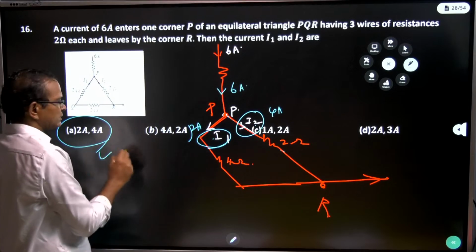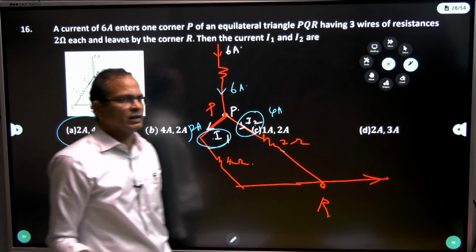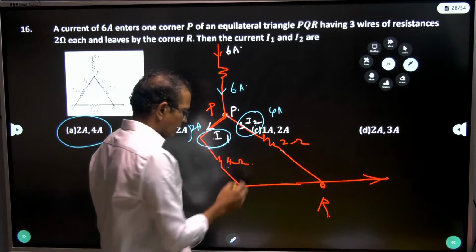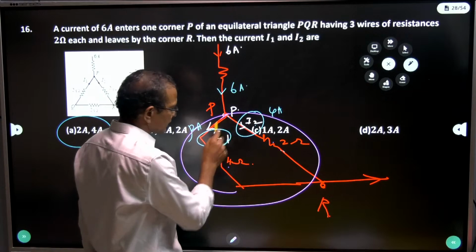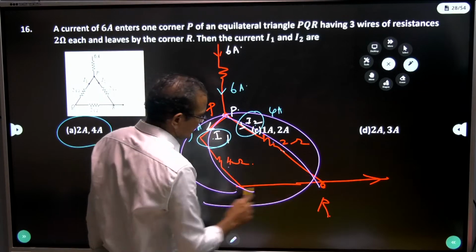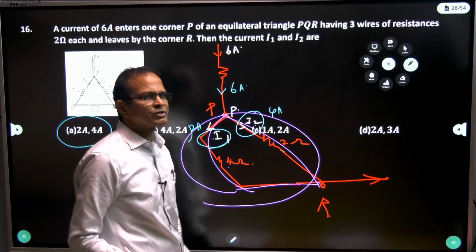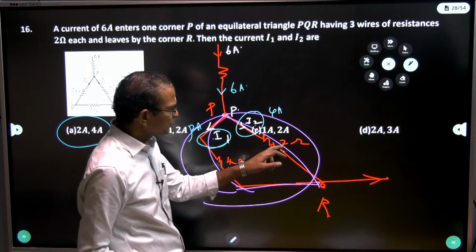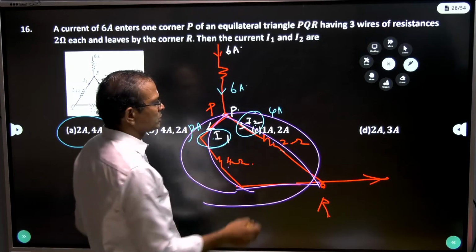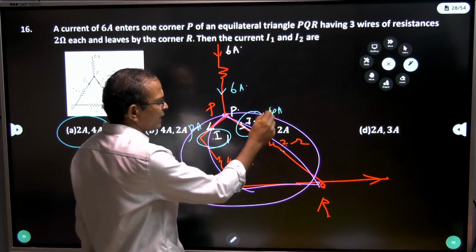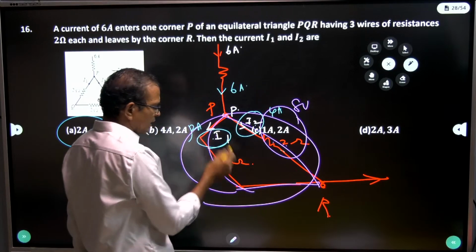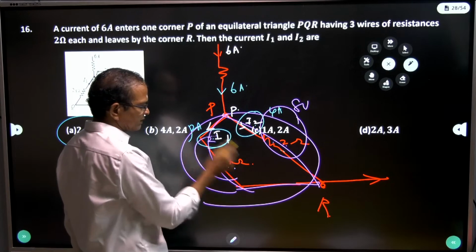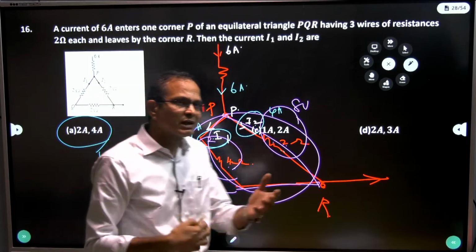So this is the answer. How do we say it? Because these two are connected in parallel. Look, these two are connected in parallel, no doubt about that. In parallel the potential difference should be the same. So 2 into 4 ampere, IR is 8, IR is 2 into 4, 8. So the more the resistance, the less the current; the less the resistance, the more the current.